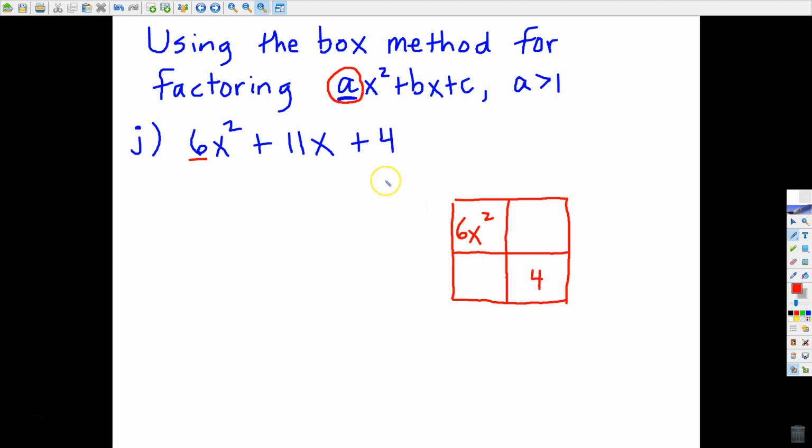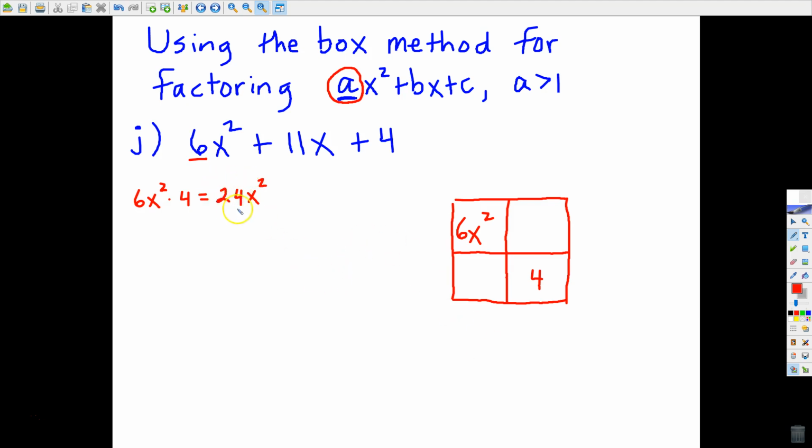Okay, easy first step. My next step will be to multiply those together. What do I get when I multiply 6x squared times 4? I get 24x squared. Okay, now this next step is, once we get it, it'll be downhill. It'll be smooth sailing from here.